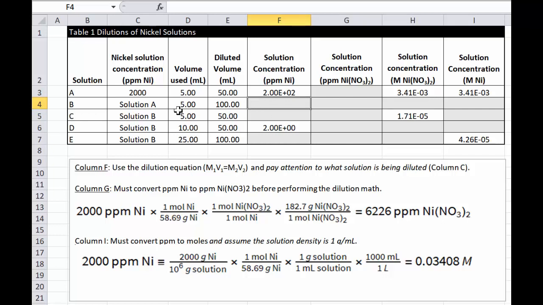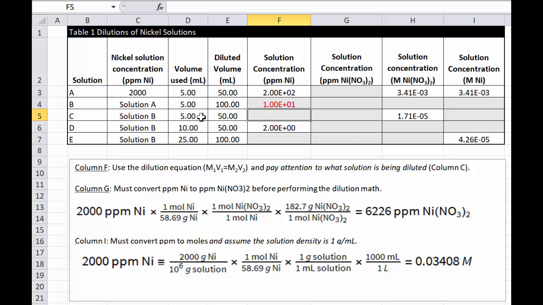To calculate solution B, we are taking the solution concentration from A, notice we want A, and diluting 5 milliliters into 100. So if I were to do that, equals 200 times 5 divided by 100, and we get a 10 ppm solution. If we remember our nickels, there are 20 nickels in a dollar, so this should be a 20-fold dilution from the original concentration, and that seems to make sense.